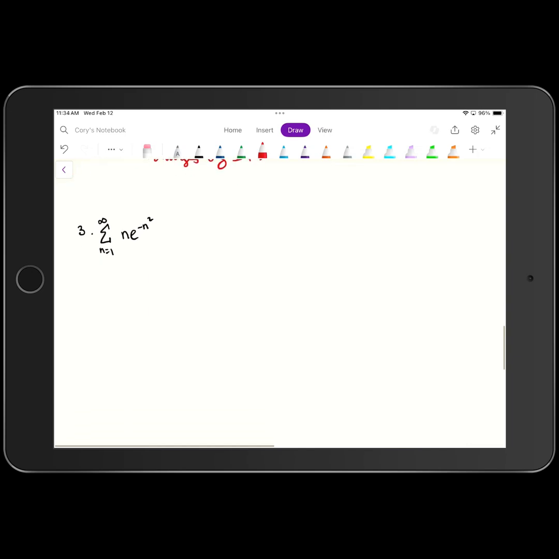Okay, so I want you guys to try this third example. Go ahead and pause the video to do that, and then I'll go ahead and work it through after you are done.